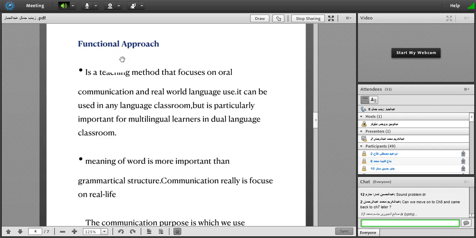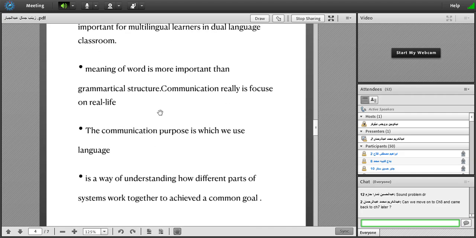Good afternoon, everybody. This is Zainab Jamal, and I'm going to complete what my colleague Tamara explained. So we're going to deal with the functional approach. I'm going to give you a little bit of a definition of what that means. A teaching method that focuses on oral communication and real world language use. It can be used in any language inside the classroom, but it is especially important for those who are multilingual, those who speak more than one language in a dual language classroom. So the meaning of the word is more important than grammatical structure.